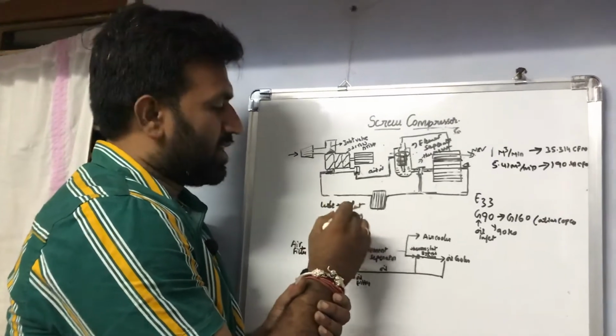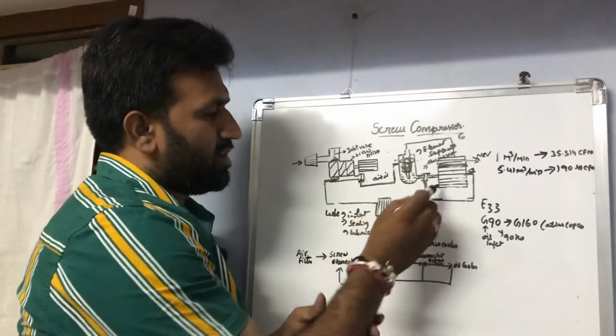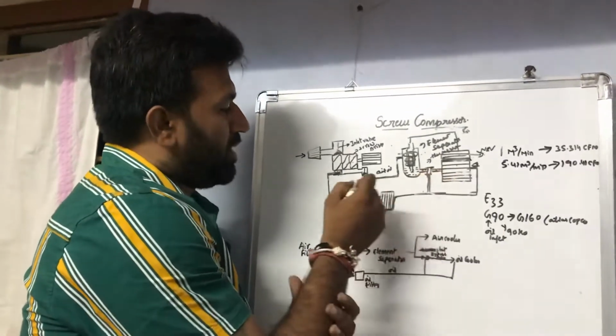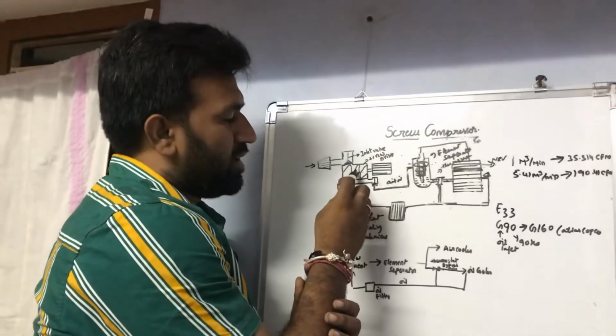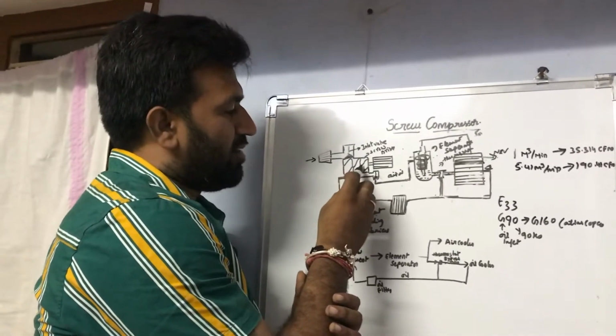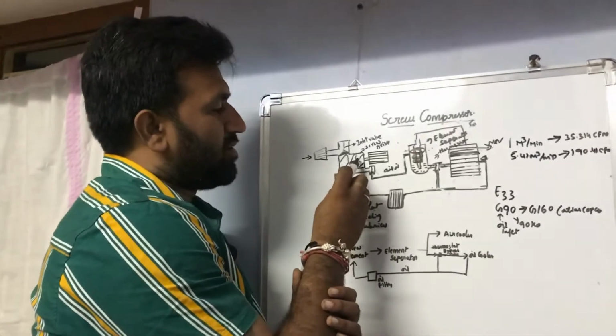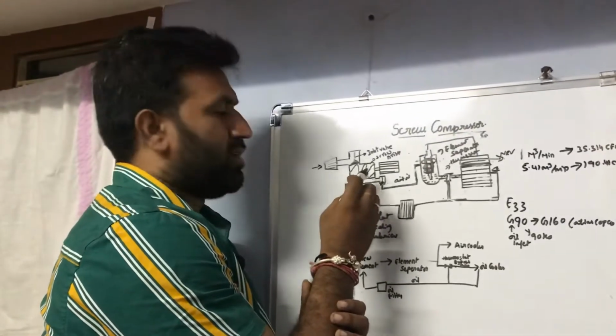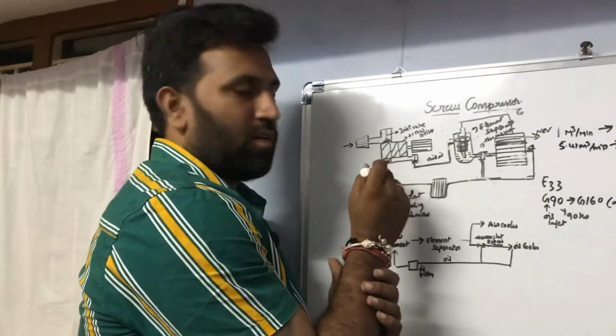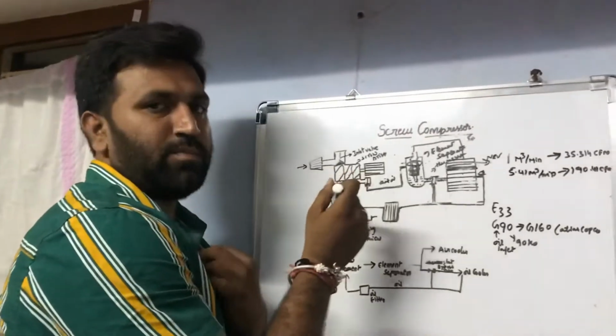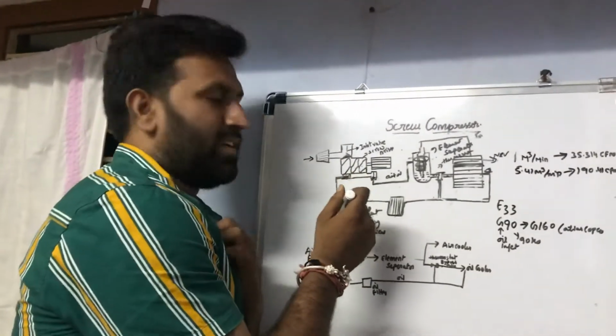Why I am saying coolant: after cooling, this oil passes through the screw drive. When air gets compressed, it has high temperature. When oil passes through it, some heat is passed to the oil by the convection principle, which we have learned earlier.